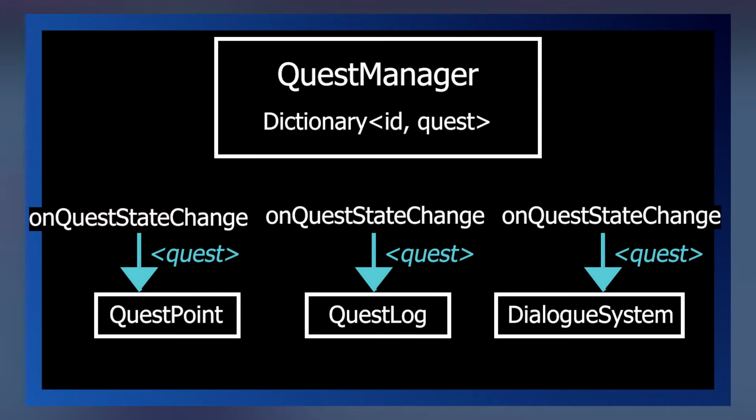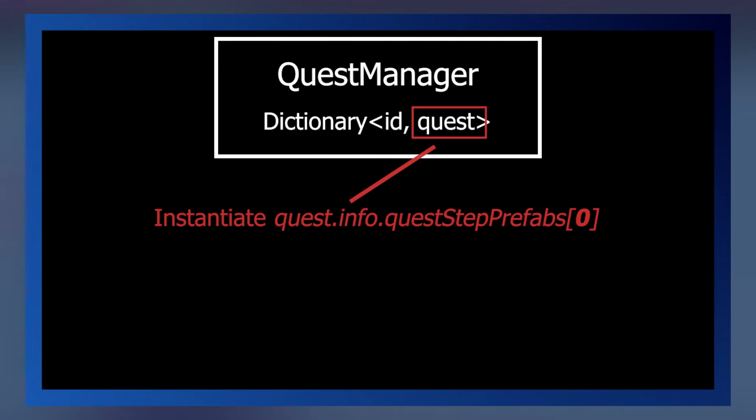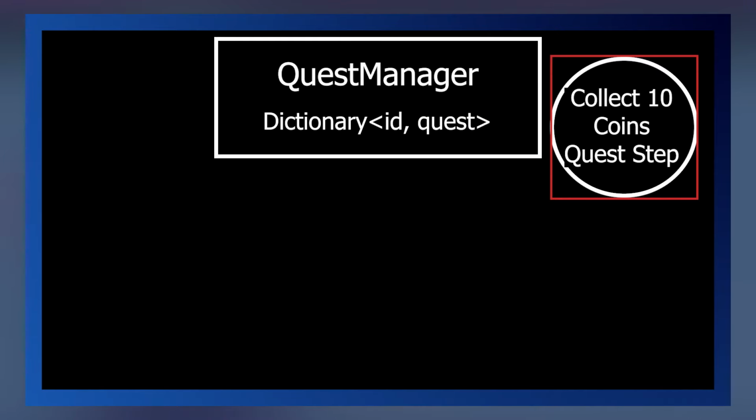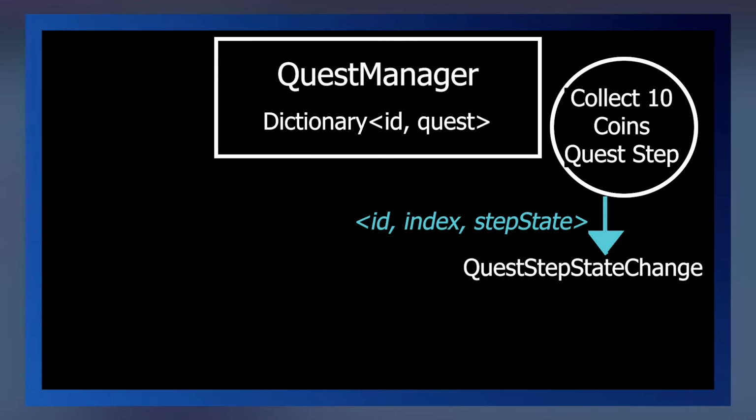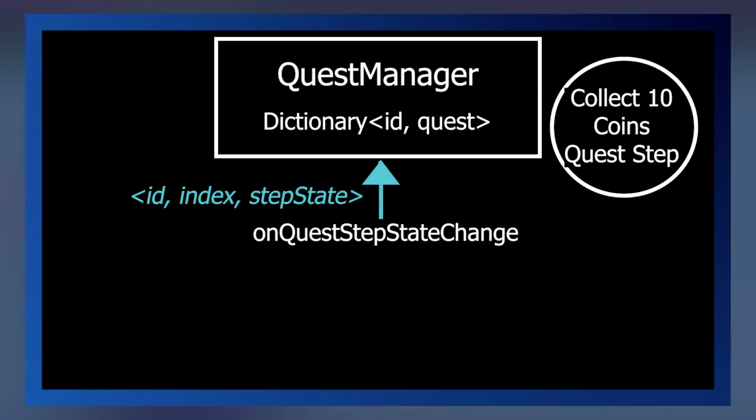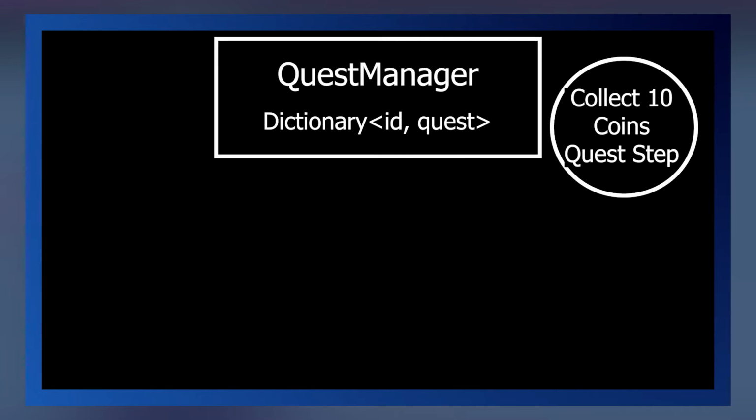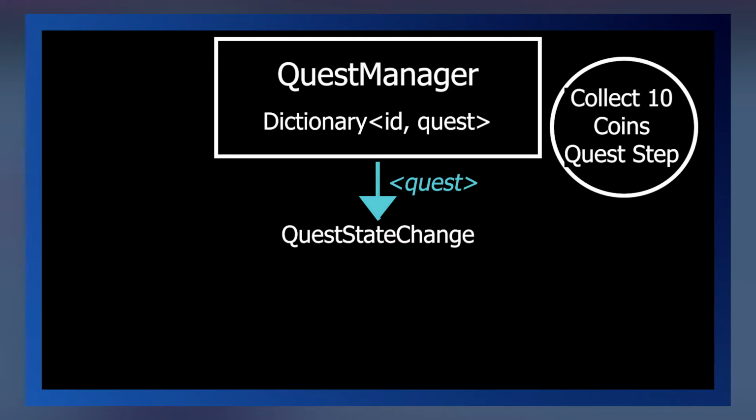And at this point, the quest manager will also instantiate the first quest step for that quest into the scene, which if we recall is a quest step to collect 10 coins. With that quest step in the scene, the player can go and collect 10 coins, and each time they collect a coin, the quest step will send out an event updating that specific state for the step, which gets stored by the quest manager with the corresponding quest object. And since updating the quest step state is technically also updating the state of the quest itself, each time that happens, the quest manager is going to send out a quest state change event for that quest as well.